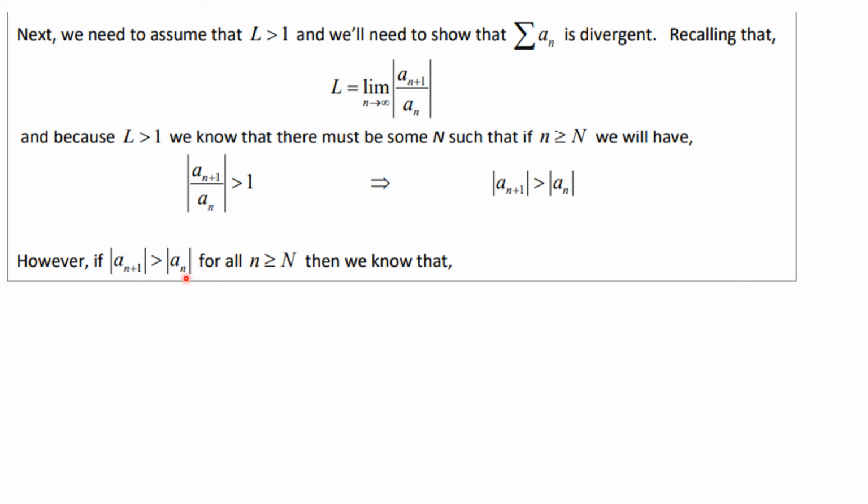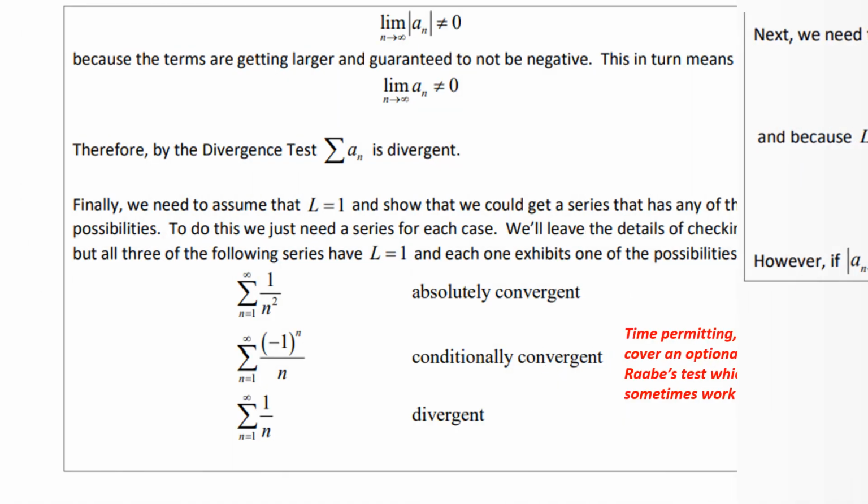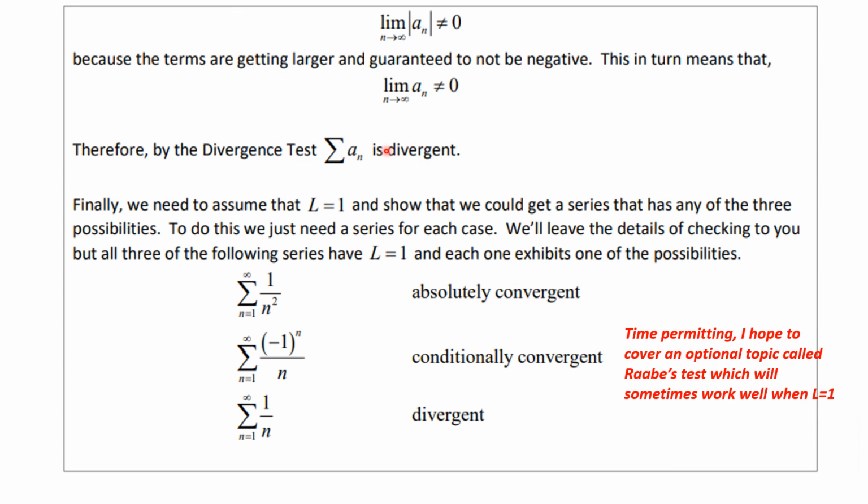However, if this is greater than that for all n, we know that the limit can't be 0 because the terms are getting larger and are guaranteed not to be negative. This means the limit as n goes to infinity of a sub n does not equal 0. Therefore, by the divergence test, the summation of a sub n is divergent.